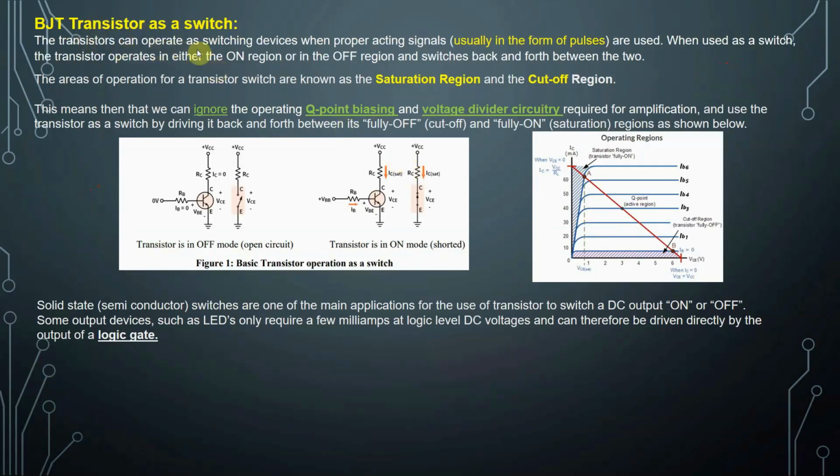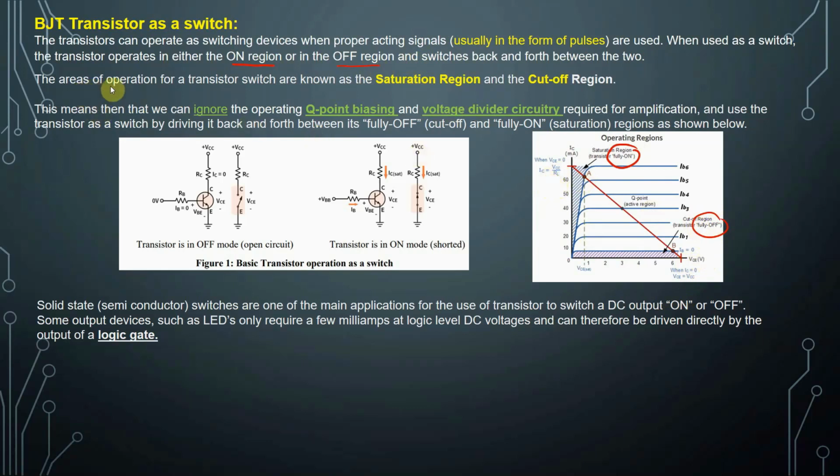Now, the transistor can operate as a switching device with proper actuating signals, usually in the form of pulses. When used as a switch, the transistor operates in either the on region or the off region. So, in which condition do we have an on region? Look at this waveform, look at this graph. It is in the on region when we are in saturation, right? On region means we are in saturation. But off region means we are in the cutoff region. So a cutoff region means the transistor is fully off.